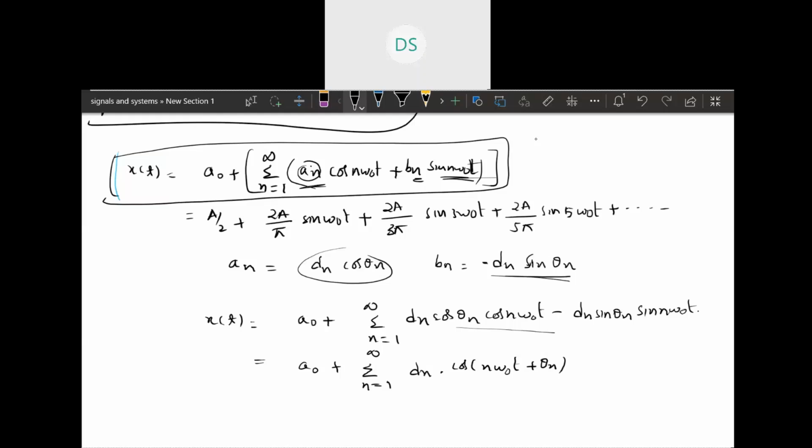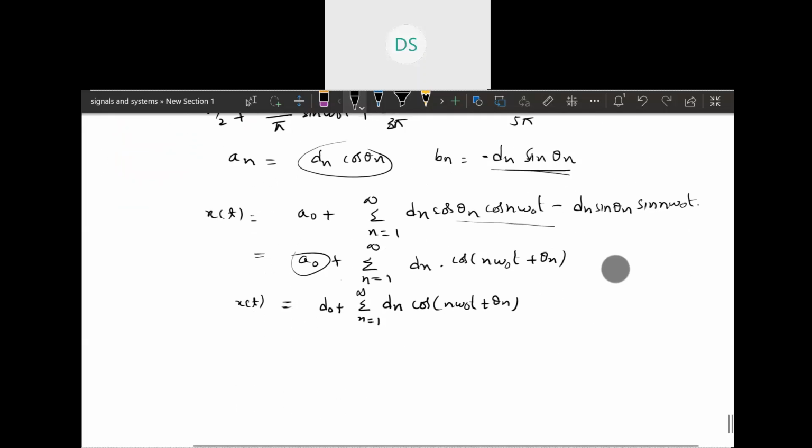Okay, so from this one x of t is equal to, and this is all in the dn form. Okay, you can write this constant also in the d naught form. d naught plus sigma n is equal to 1 to infinity, where d naught is equal to a naught. Okay, dn cos n omega naught t plus theta n. Now what is this dn and theta n? You have to find out.